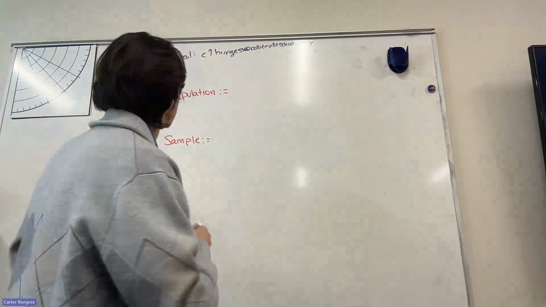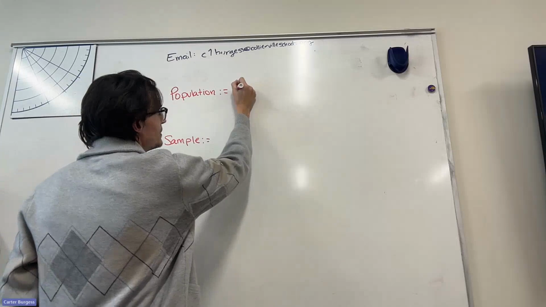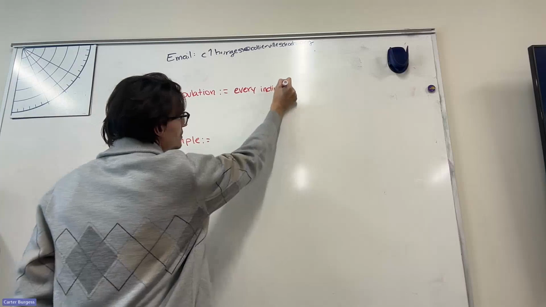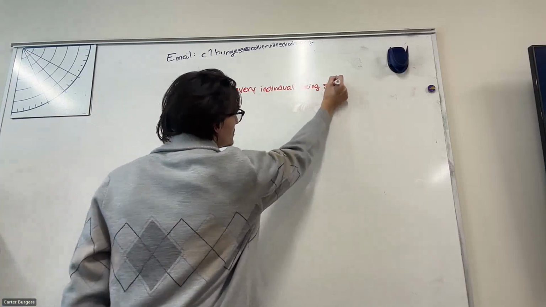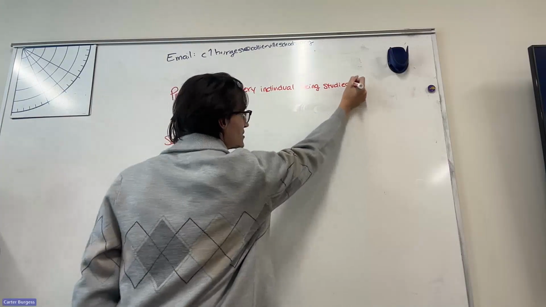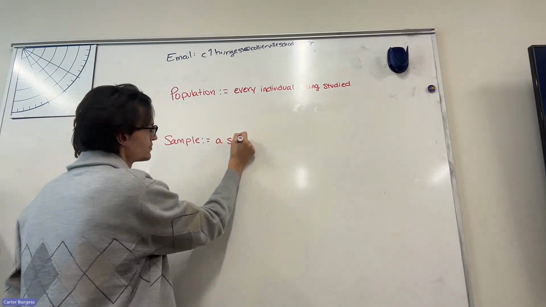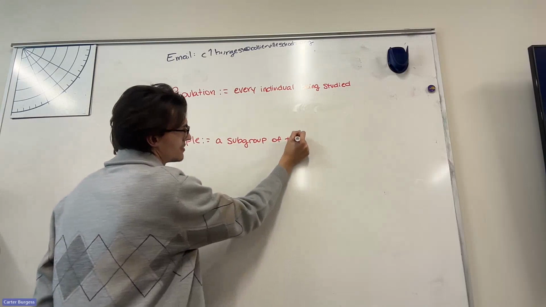Yeah, I think that's a really good way to do it. So our population is maybe every individual being studied. It's like the target demographic, and the sample is a subgroup of the population.